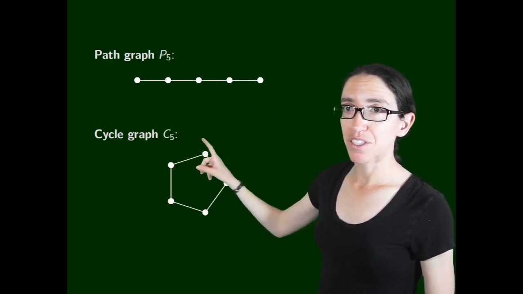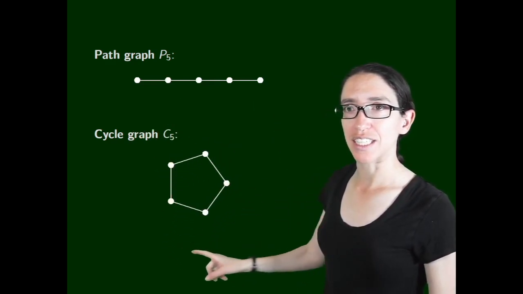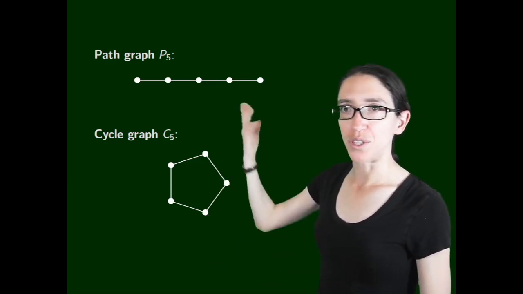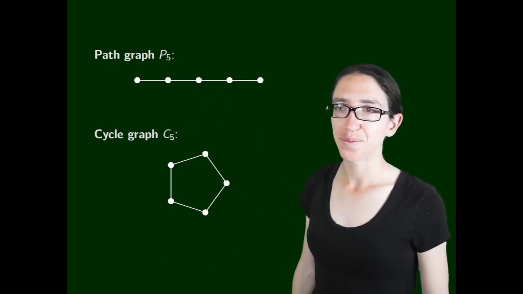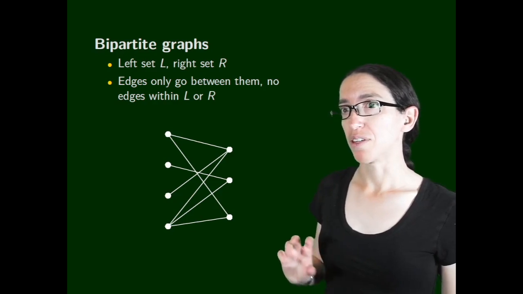You can also have 5 vertices in a cycle connected by edges cyclically. This is called the cycle graph C5. You can generalize this to Pn and Cn. Now, there's a special type of graph called a bipartite graph.